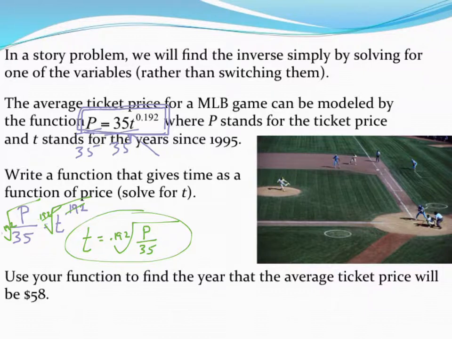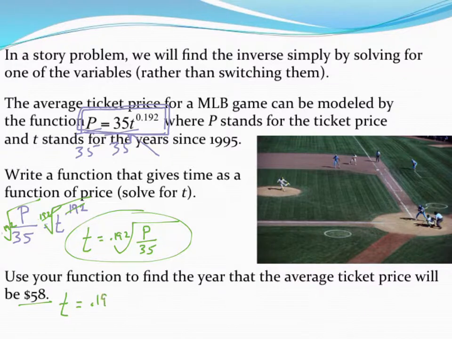Now that I've done that, I can use it to answer this question. Let's predict the year that our ticket price is going to be $58. Well, some of you probably have realized we didn't need to rearrange this to solve this. However, as we've talked about way back when, it's not a bad way to do the problem. It's just we didn't have to do it this way.